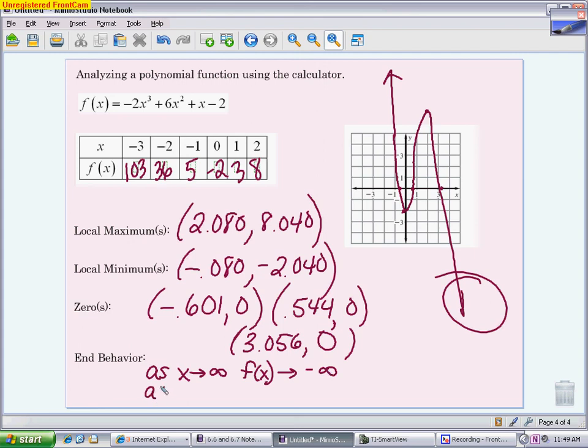As I look on the left side of my graph, that is as x goes to negative infinity. That's what's happening over here, this end. This end is getting higher and higher and higher, going up and up and up. So my function, or my y value, is going to positive infinity.